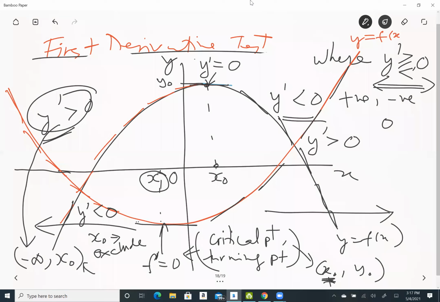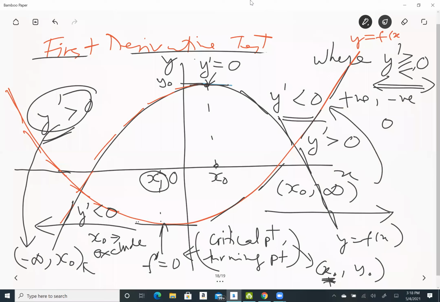Now, what is the interval for which your y prime is negative? Where does it start? At x0. We start at x0, but it doesn't include x0, okay? So we go from x0 to where? To positive infinity. So that is another interval. Over that interval, the y prime is negative.